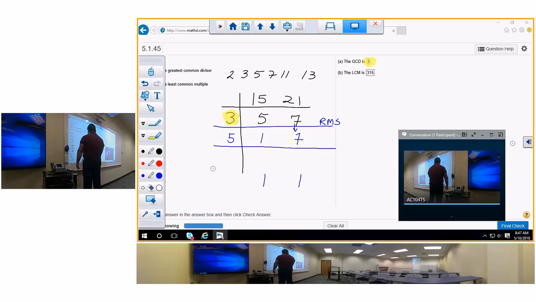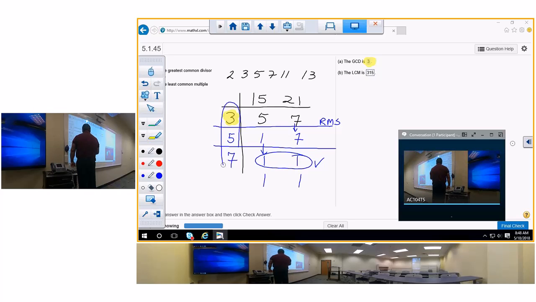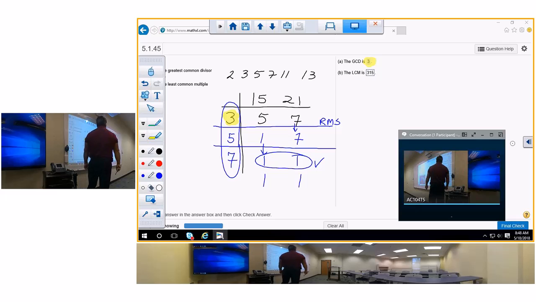So I don't have to do anything with the 5, I meant the 1, because it's already a 1. So 7. How do I get 7 to turn into a 1? Well, I divide by 7. 7 will not go into 1, so you just bring that down. And 7 will go into 7 one time. So we got our 1s right here. We're done. Now you have your least common multiple.